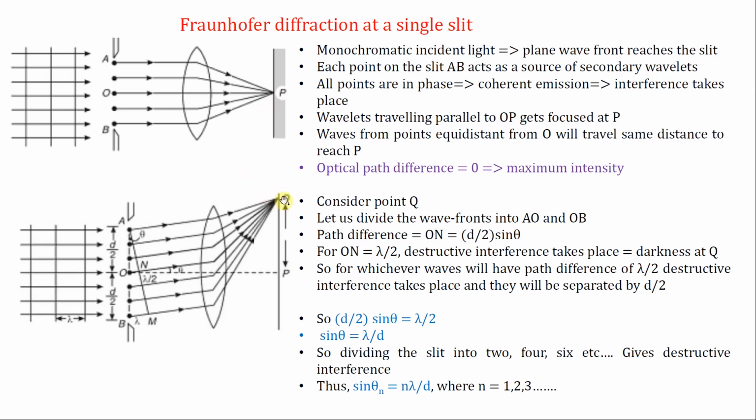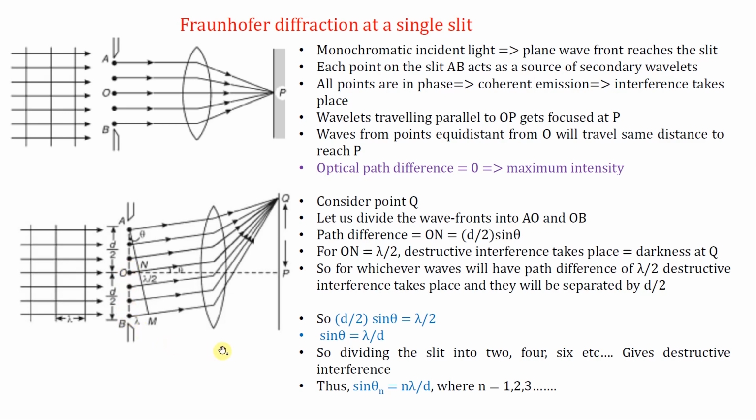Now we are going to consider a point Q here on the screen. At present we don't know whether it is a bright fringe or a dark fringe, whether it is due to constructive interference or destructive interference. So in order to understand that, we are going to divide the slit AB into 2. So if the slit's width AB was small d, now it becomes half. So d by 2 is the distance from the top of the slit to the center, and once again from the center to the bottom of the slit. So AO is d by 2 and OB is also d by 2.